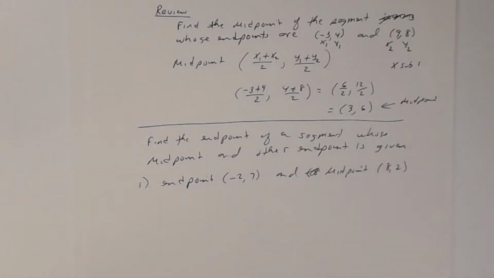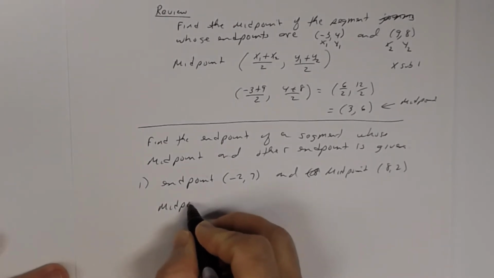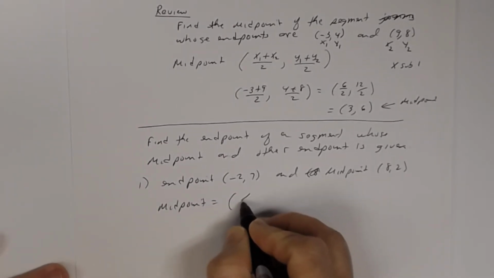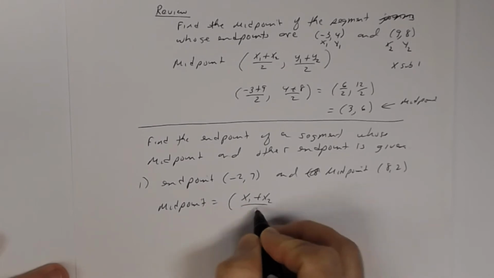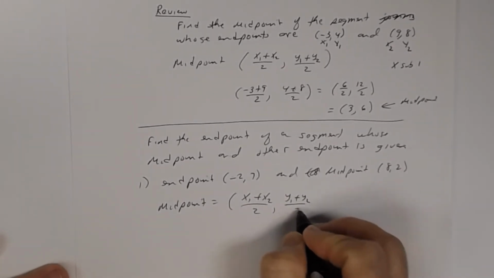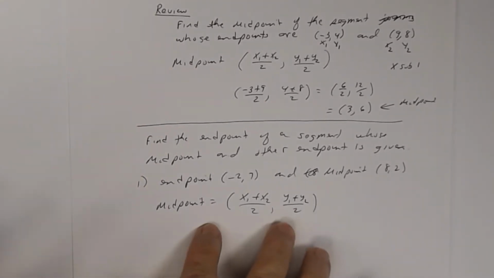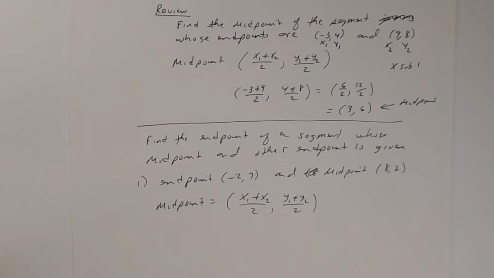First of all, remember your midpoint formula. So the midpoint formula is this. Midpoint equals (x1 plus x2) divided by 2, comma, and then you add your y's together and divide by 2. So you do need to use this midpoint formula to do this problem.